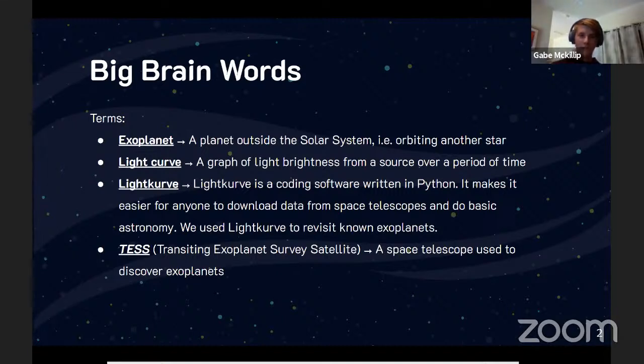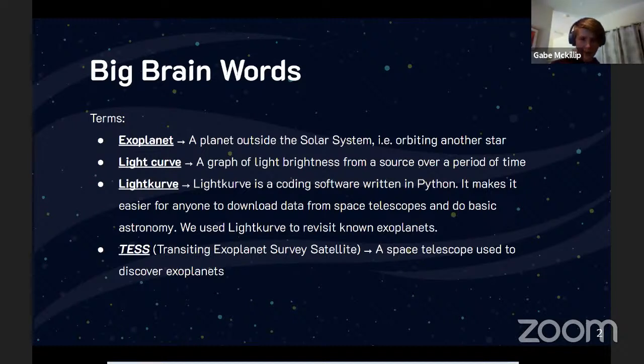There's four of them. The first one is exoplanet, which is basically a planet outside of our solar system, orbiting another star. There is light curve with a C, which is a graph of the light brightness, the luminosity, from a source over a period of time.